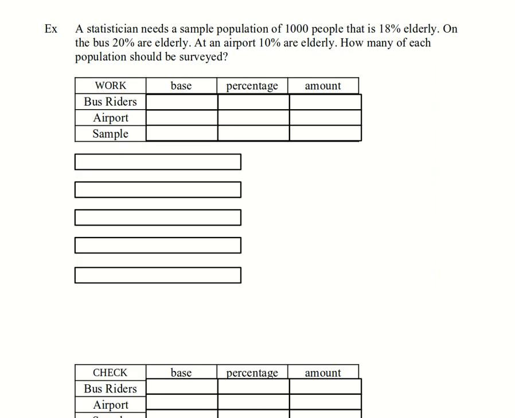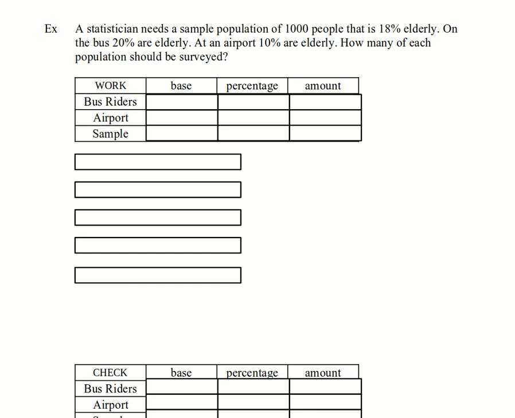Our next example asks us to do a little algebra to figure out how to create this study. It says a statistician needs a sample of 1,000 people, that is 18% elderly. On the bus, 20% are elderly. At an airport, 10% are elderly. How many of each population should be surveyed? So we see that this is a mixture problem. There's the table created for us, base times percentage is amount in our columns, and then our rows, the bus riders, the folks at the airport, and then the completed sample.